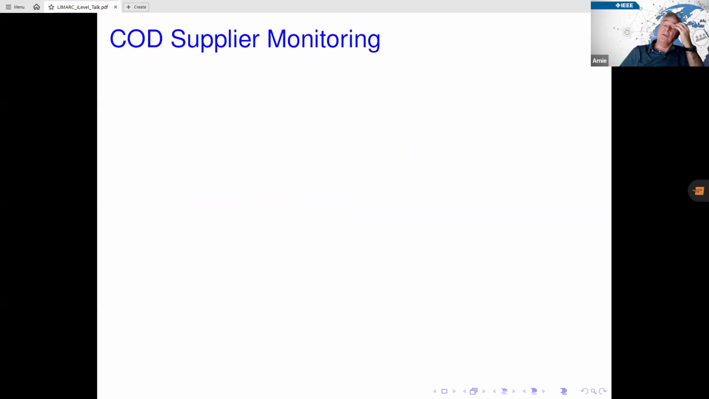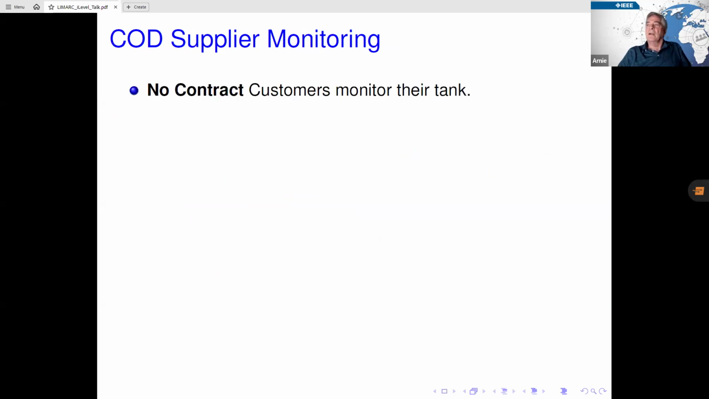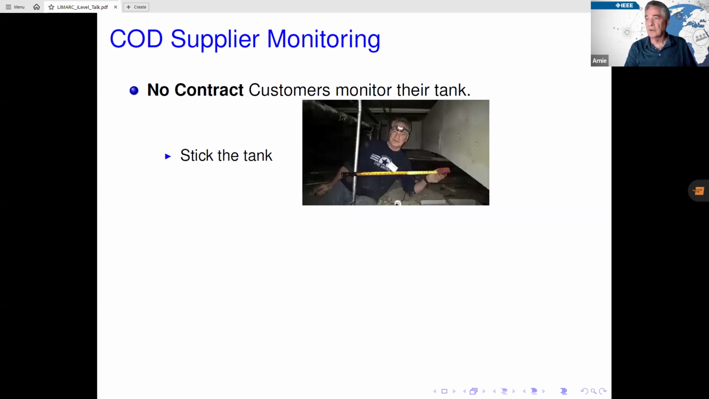So the second type of oil delivery service is COD supplier monitoring, and that is where the customers monitor their own tank, and then when they need a delivery, they call up the delivery service and they order a certain slug of oil. And what they order is what they can afford to pay at the time. So often these are cash customers and they're not paying for any additional services on the contract.